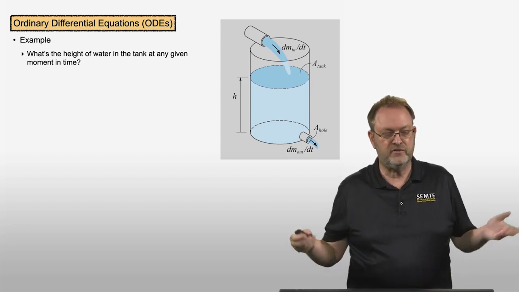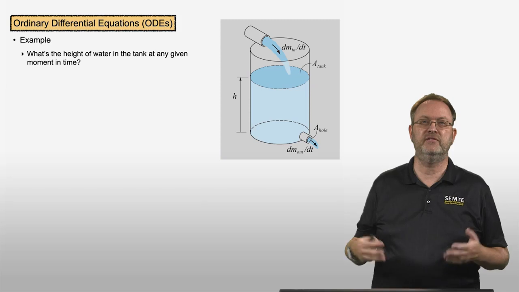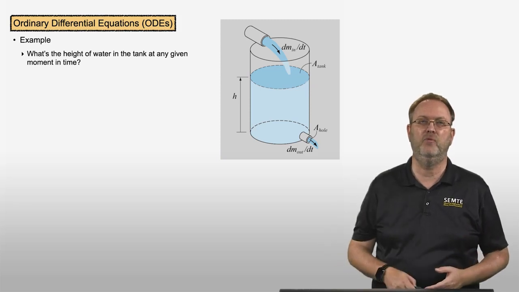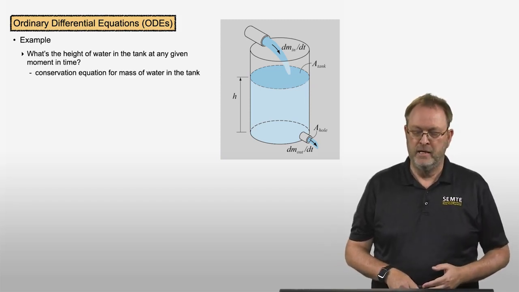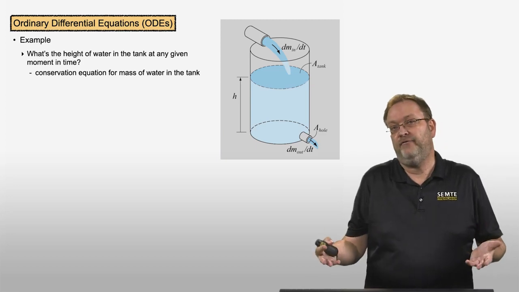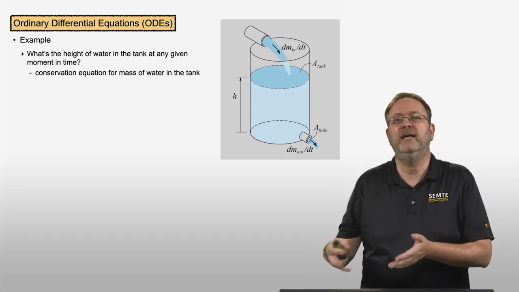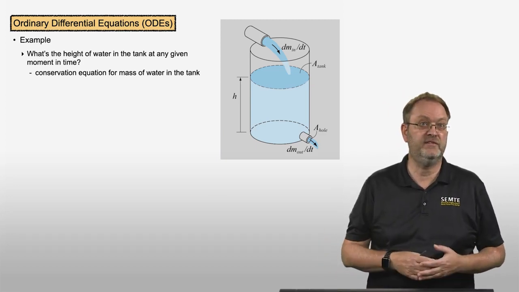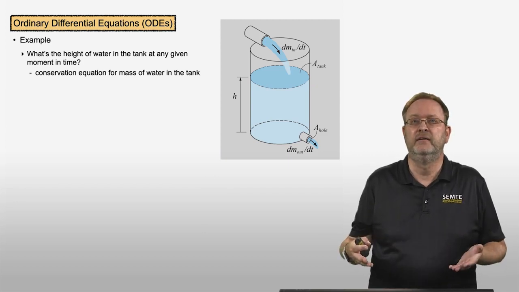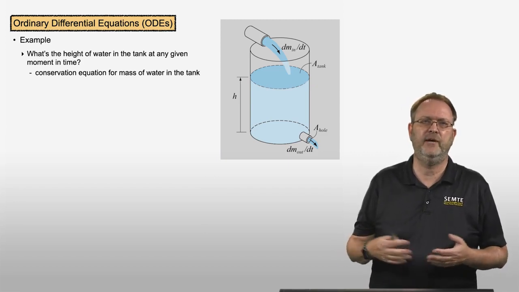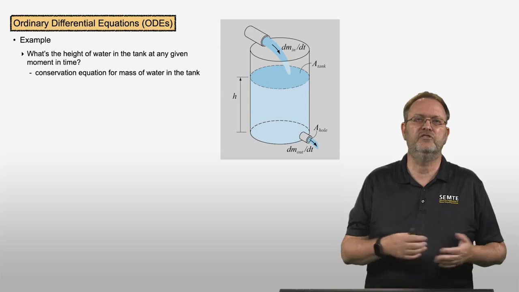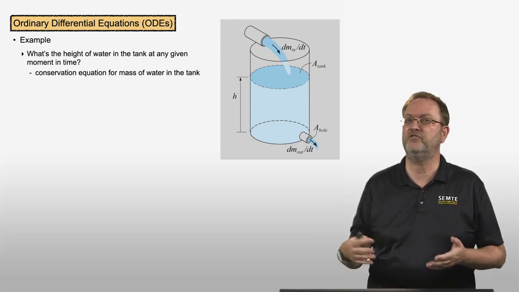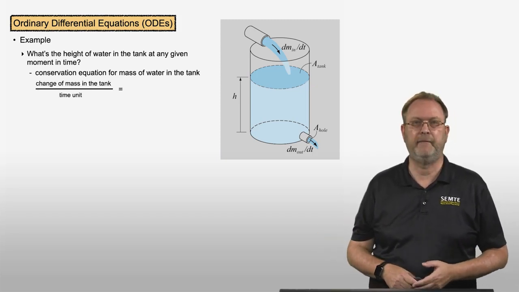And the question is, what's the height of water in this tank at any given moment in time? Now, we have to derive here as an example what the ODE would be that describes this system. And in order to do that, to think about your fluid dynamics, you have to look at the conservation equation for mass of water in the tank.